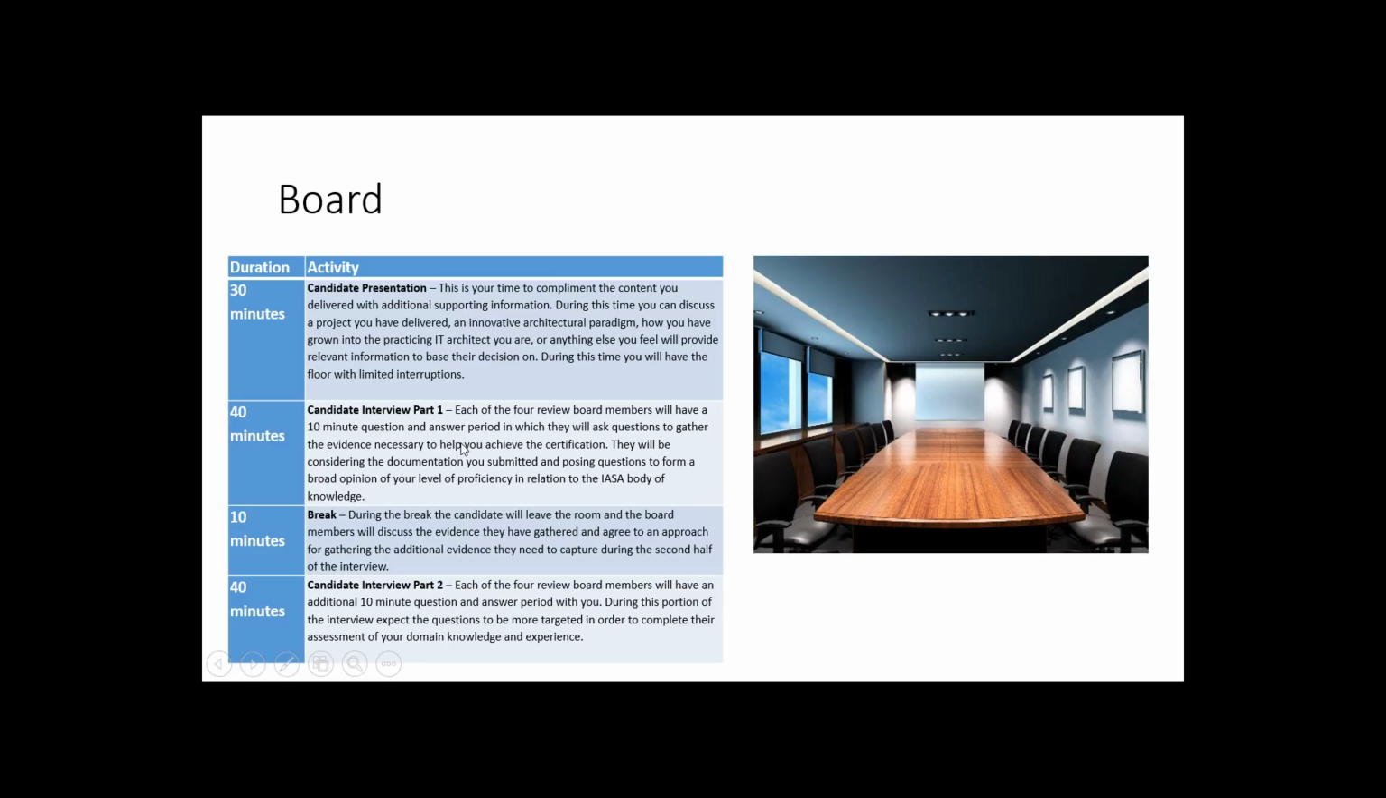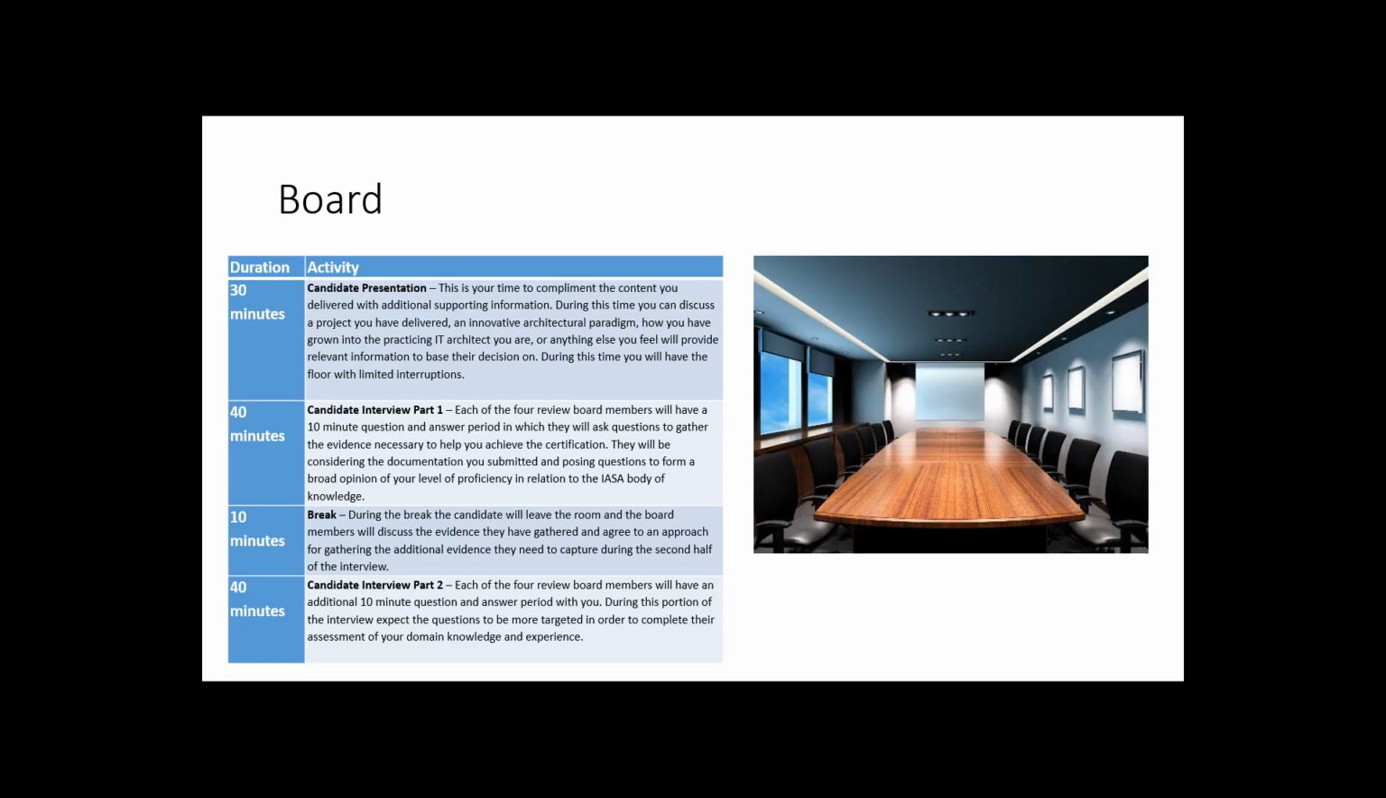After 30 minutes, you will be given 40 minutes of time where your interview will take place by the 4 board members. It is sequential. Board member number 1, the first person, will interview you, and then the second person, third person, fourth person. Each person will take 10 minutes and ask questions, and this is a little mild.